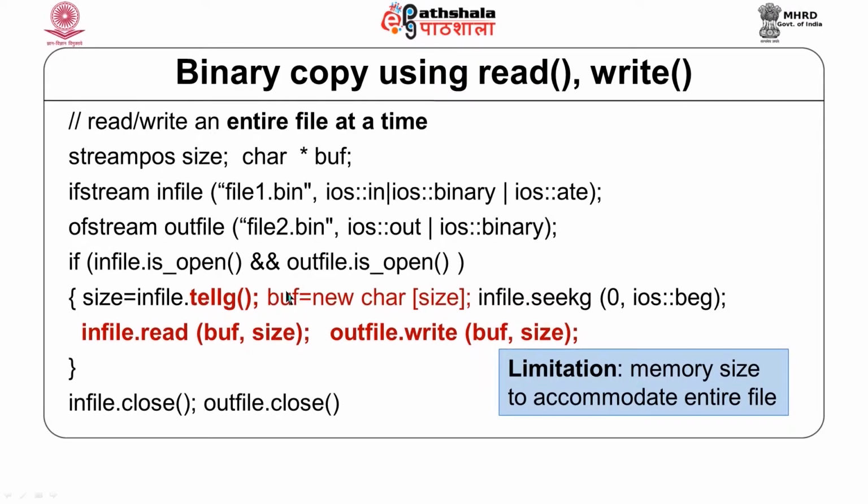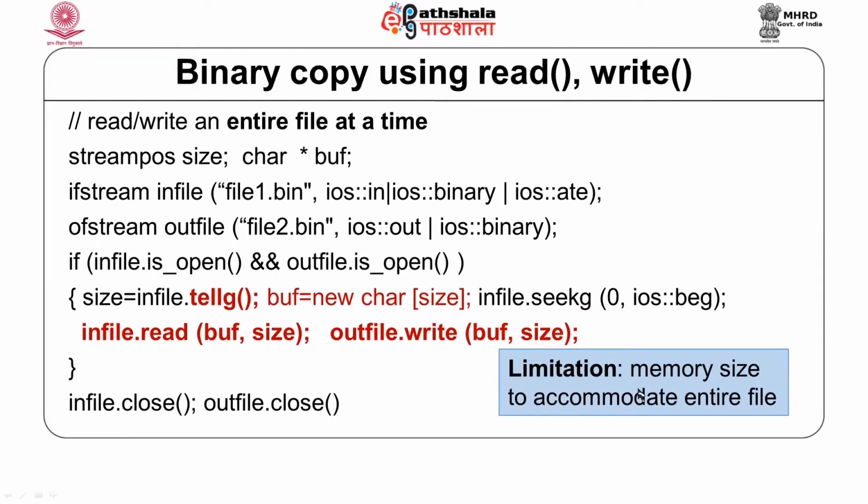So, first of all we need to allocate a buffer of that much size. So, we say buff is equal to new char size. So, we have allocated a buffer of size in the memory, and after that again it is required to put the position at the beginning of the file. So, the get pointer is set at the beginning of the file using the seekg method. Now, from the beginning of the file we read size bytes into the buffer, and that buffer we are writing into the out file. So, this is how we read the entire file at a single time into the buffer and write it in a single write.